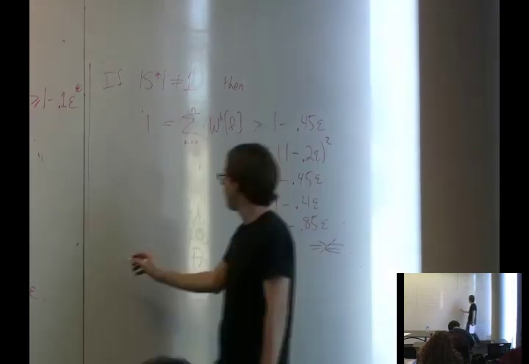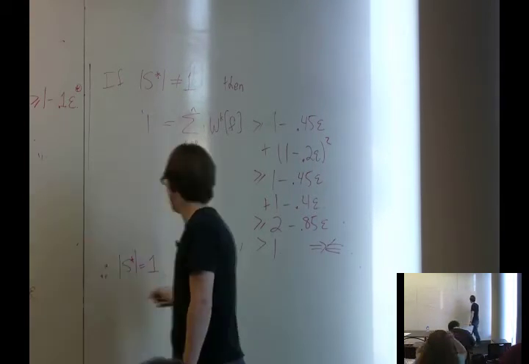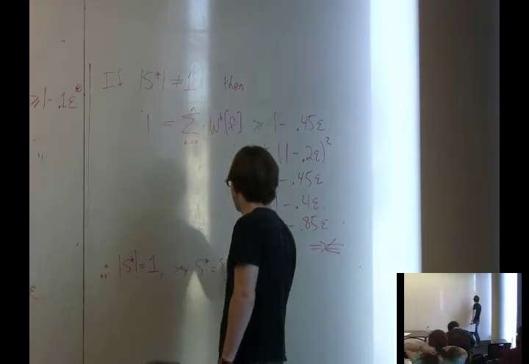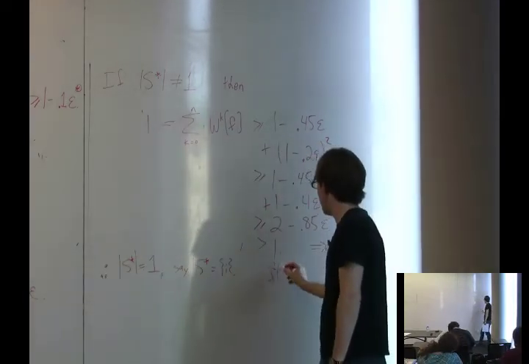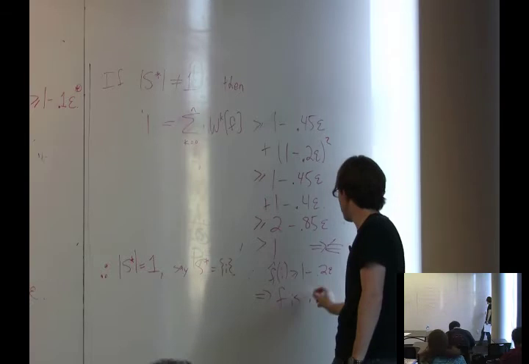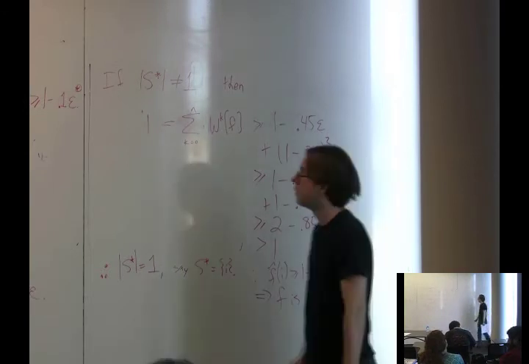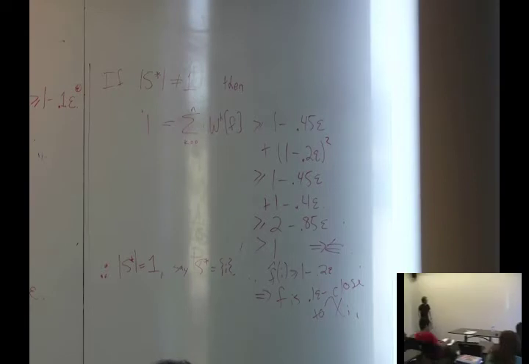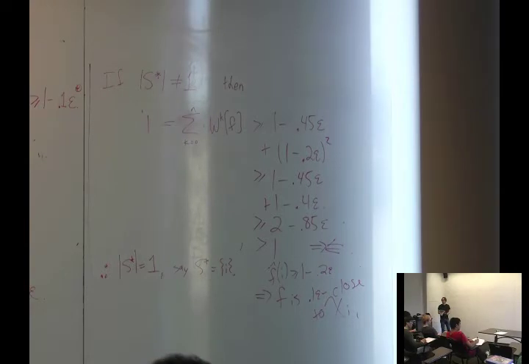Okay, so therefore, S star has to actually equal 1. So we know that, let's say S star equals some set I. So therefore, by the second statement, we know that f hat I is at least 1 minus 0.2 epsilon, which actually means that f is 0.1 epsilon close to the dictator chi I. Which is actually even better than we needed. We only needed that it was epsilon close. But that's good too. Okay, any questions about that?